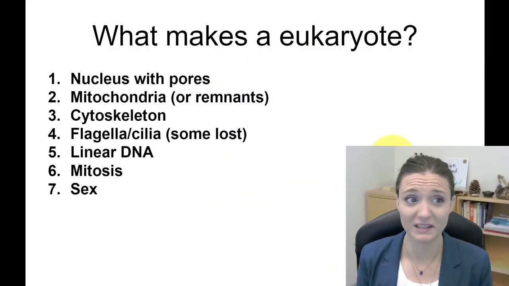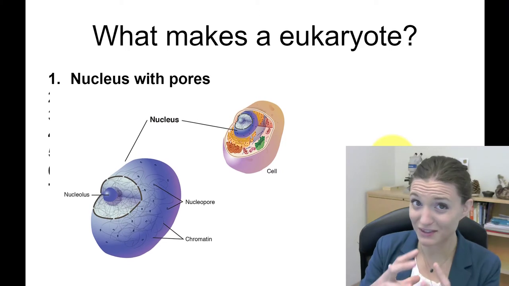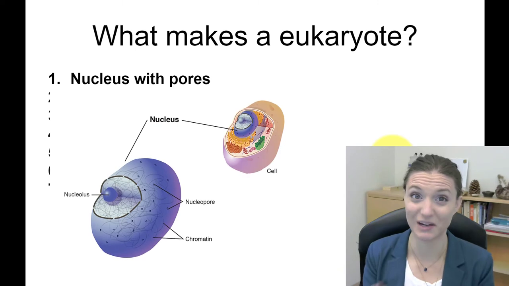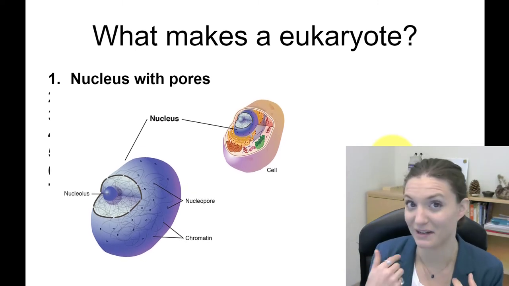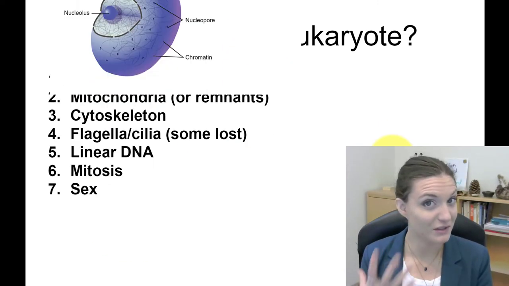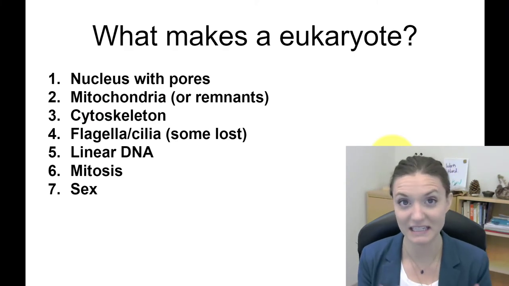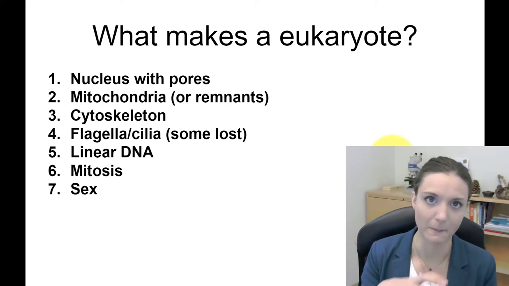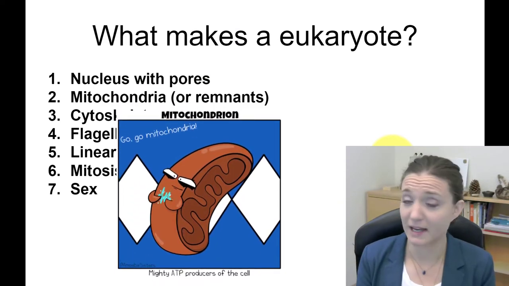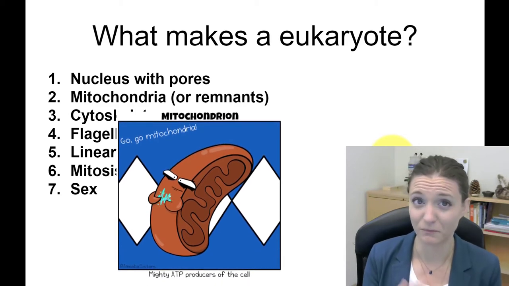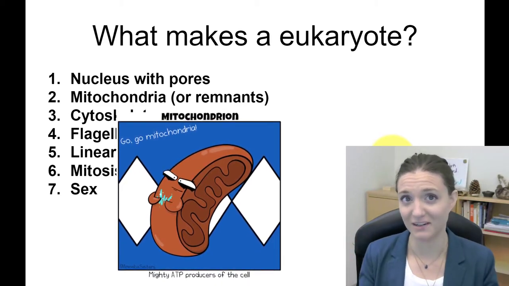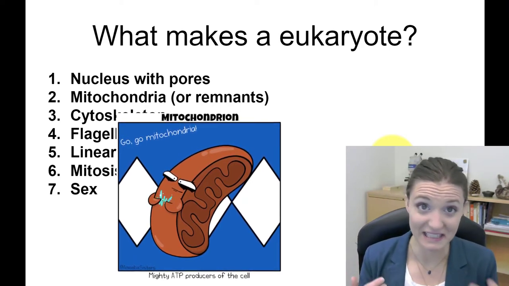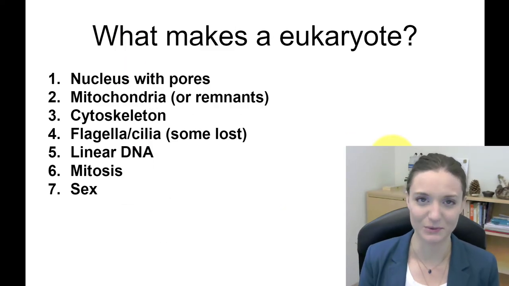So eukaryotes are organisms that have a nucleus, right? That membrane that surrounds their DNA, and that membrane has pores. That way information in RNA can go in and out, and other molecules that are helpful for maintaining DNA, copying DNA, can enter and exit the nucleus as well, right? But it's still a protective layer around that DNA. Most eukaryotes have a mitochondria, or remnants of a mitochondria, right? Mitochondria being the powerhouse of the cell, right? So it's the organelle that makes ATP, right? But it's a membranous organelle.